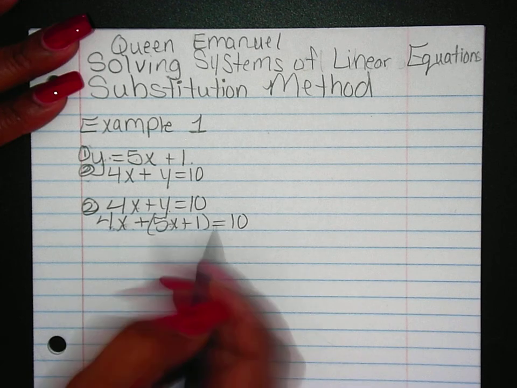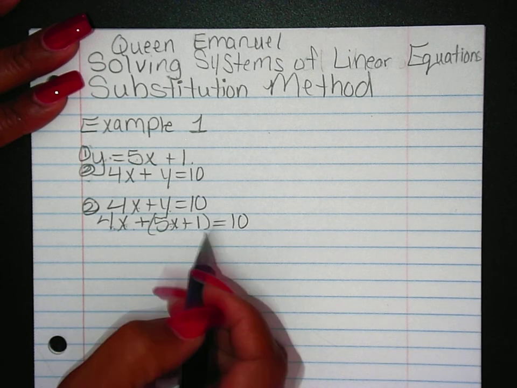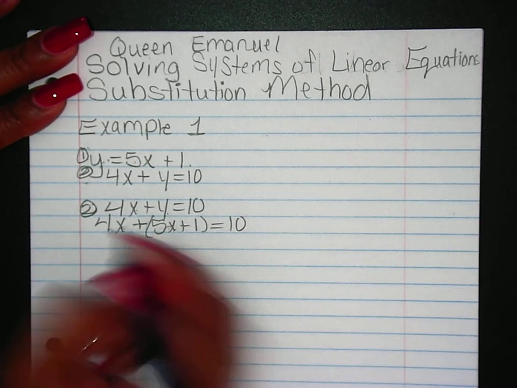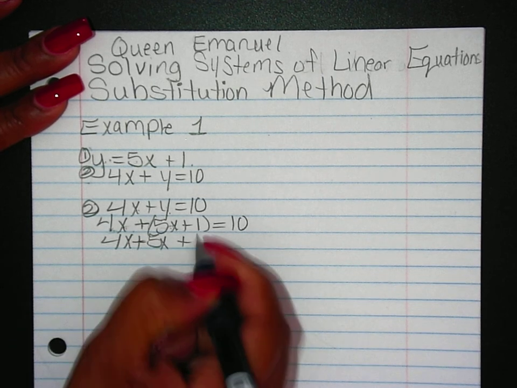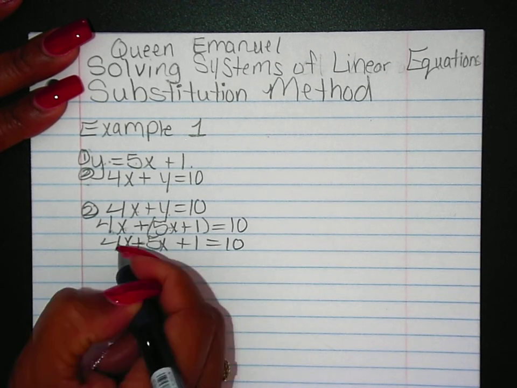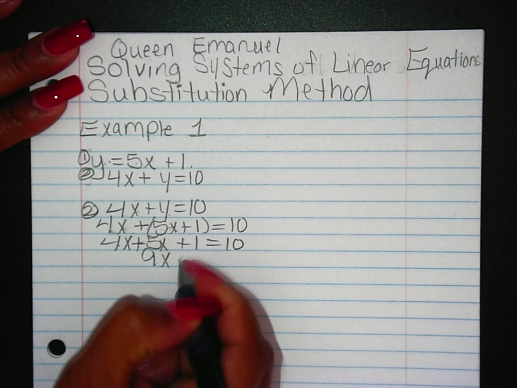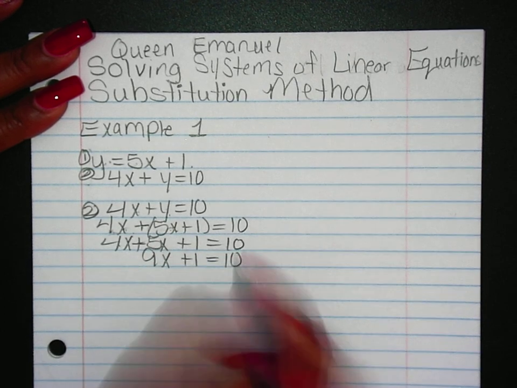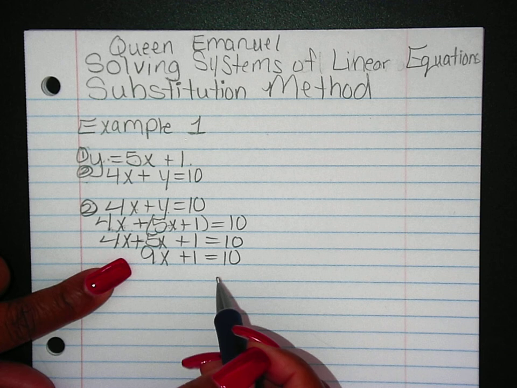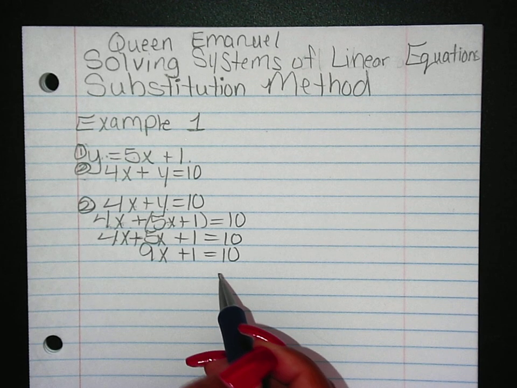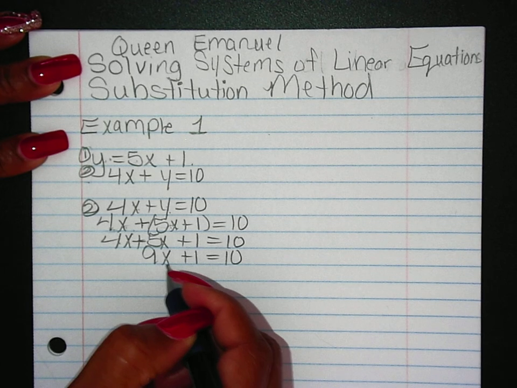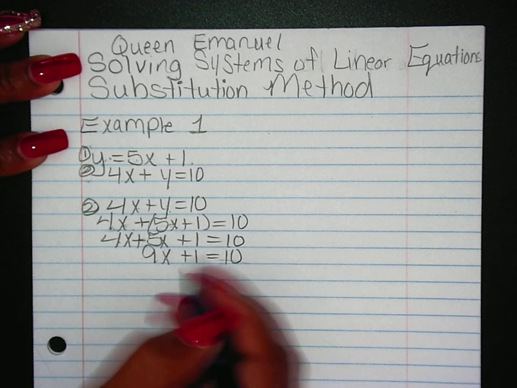When you have parentheses and you have a plus, just drop the parentheses. So I'm going to say 4x plus 5x, those are like terms, plus 1 equals 10. The sum of 4x and 5x is 9x plus 1 equals 10. So what I'm doing now, I'm trying to isolate the x, solve for x, so that I can have the value of x. Okay, so the next step is just solving a two-step equation right here.